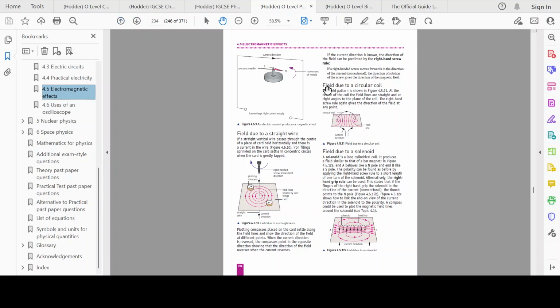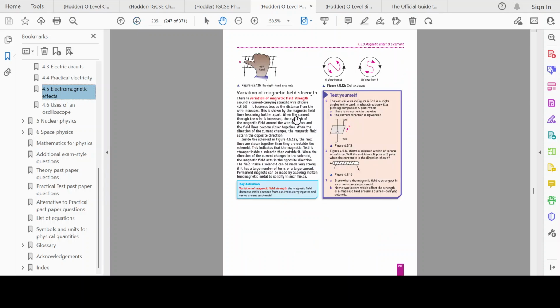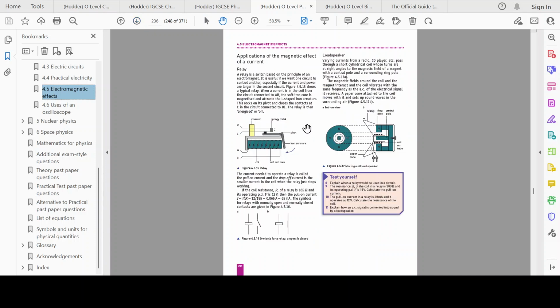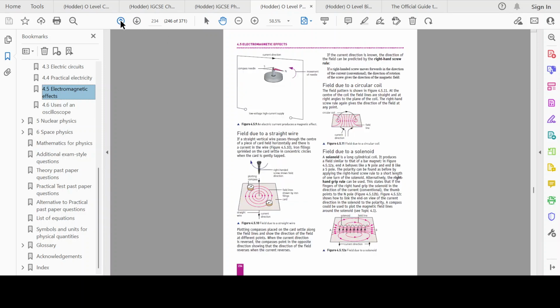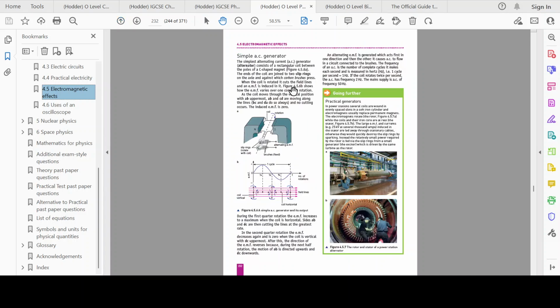All of what we just discussed, the right hand screw rule and the right hand thumb rule, is part of the O level syllabus. Variation of a magnetic field strength is part of the O level syllabus. And applications, that's easy. If she finds it easy, that's nice. Remember that the working of the simple AC generator is part of your O level syllabus. The practical generator is not.